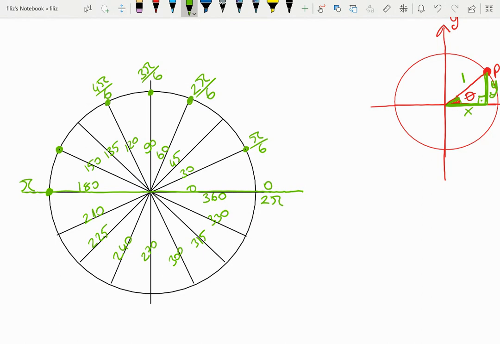1, 2, 3, 4, 5. 5 pi over 6. And 6 pi over 6, actually pi. And we can simplify some of them. Like we can say pi over 3 here. We can say pi over 2 here. And we can say 2 pi over 3. And that's it.